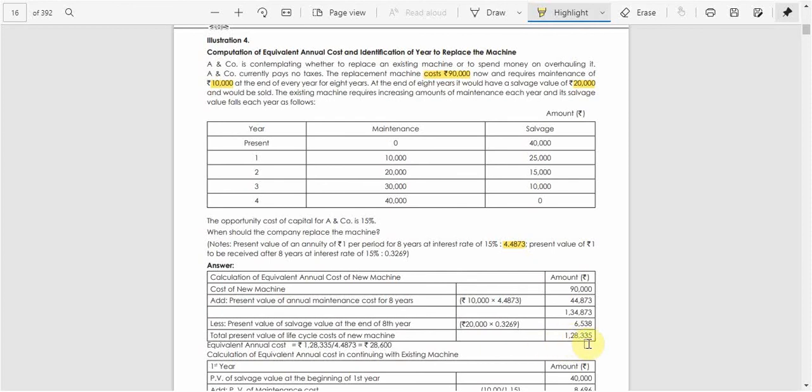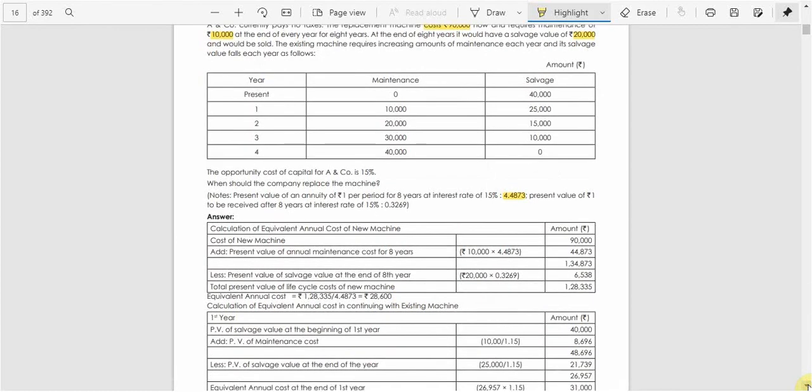And if we want to arrive at the equivalent annual cost, we need to divide this by 4.4873, which we did in the earlier problem also. So we will get 28,600 as the annual equivalent cost, and this is about the new machine. Now we also need to solve whether the existing machine is better or the new machine is better.